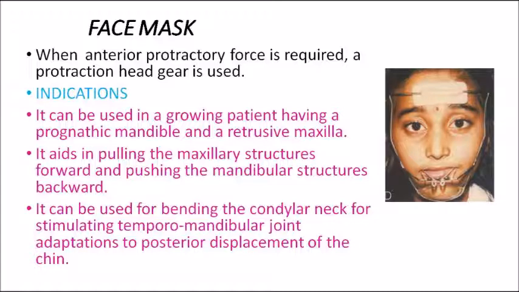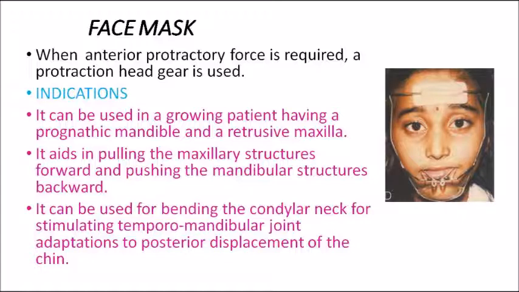When headgear was used for the interception of excessive growth of maxilla, face mask is used in a reverse condition. That is, when you want to protract a maxilla, then a protraction headgear or a face mask is used. So the indication for using a face mask is that when you have a prognathic mandible and a retrusive maxilla, and you have to correct it in a growing patient. So here again, in every orthopedic and myofunctional appliance, it is the growth status which is of utmost importance, and the skeletal condition which indicates the face mask is your retrusive maxilla and prognathic mandible. Now it aids in pulling the maxillary structures forward and pushes the mandibular structures backward.